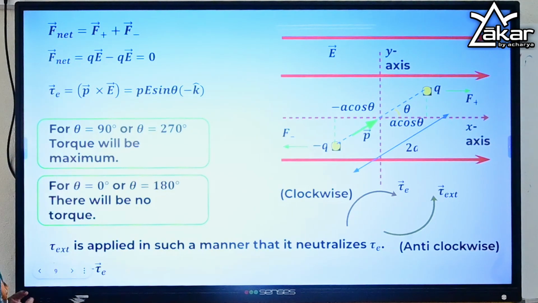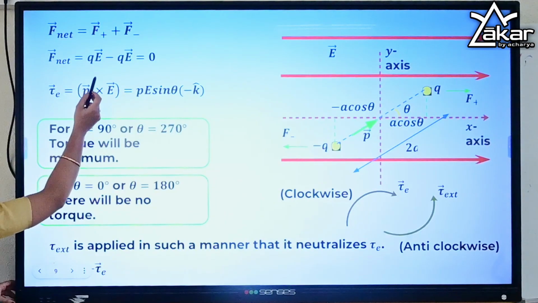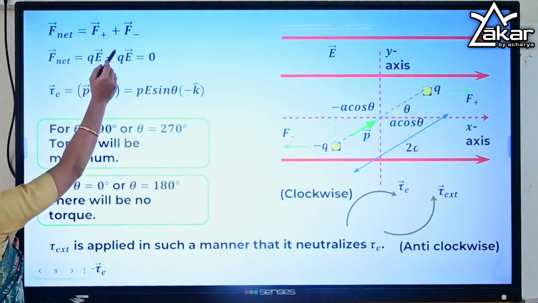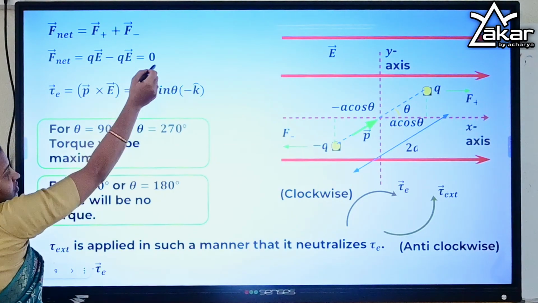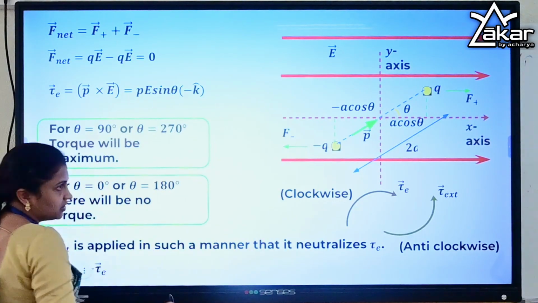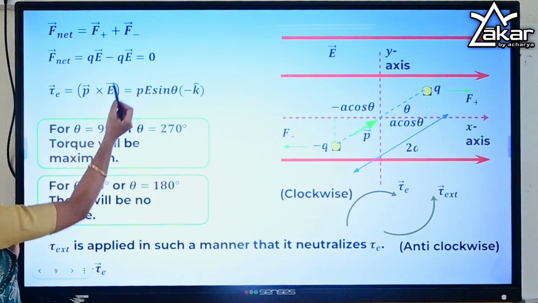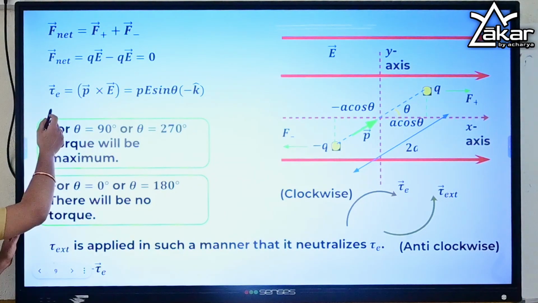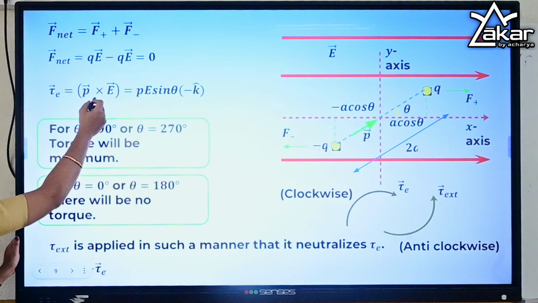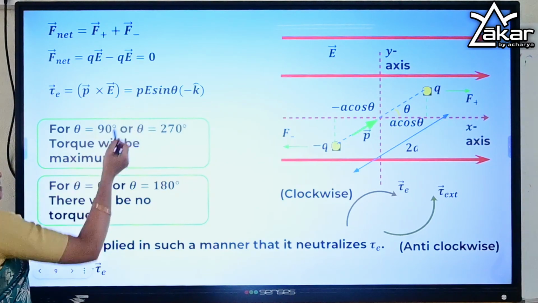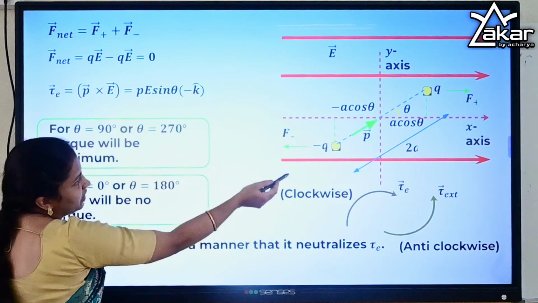F net is equal to F plus plus F minus. Here we know the formula of F, that is plus QE, then the other force is minus QE. We know the formula F is equal to Q into E. So plus Q and minus Q gives 0. And we know the formula of torque, P cross E, that is P E sin theta. Cross means sin theta into minus K vector.